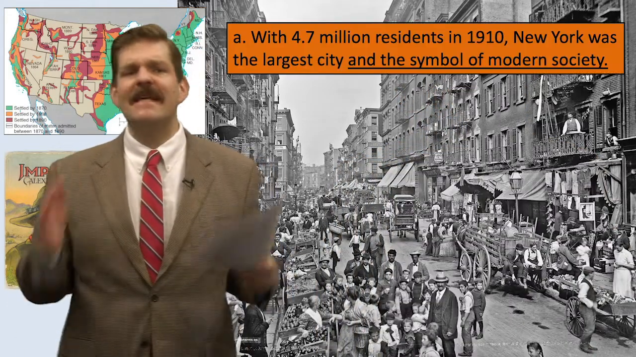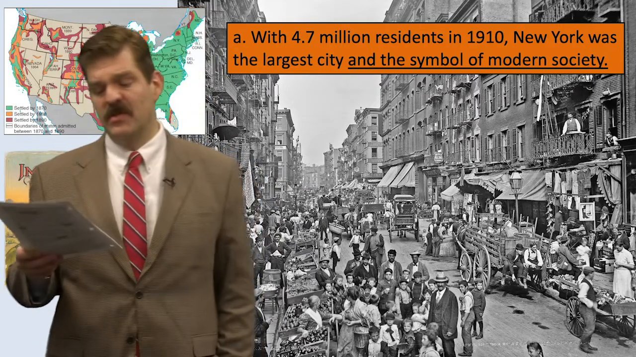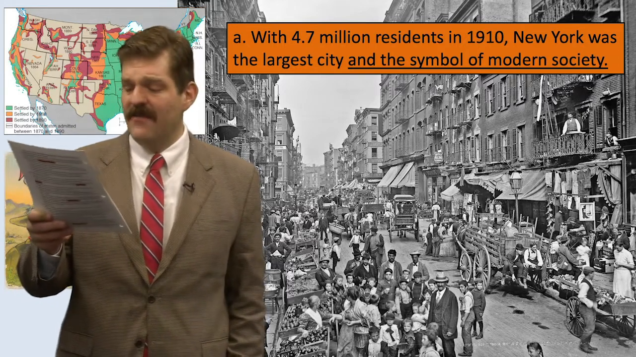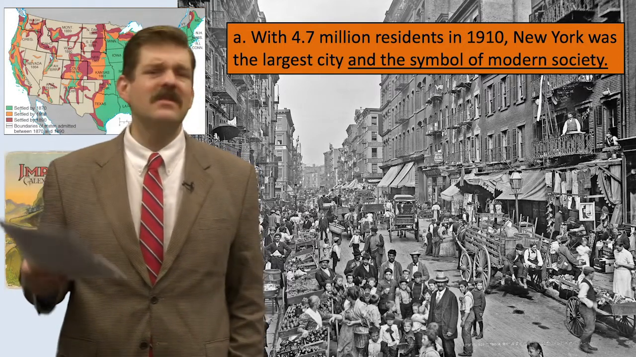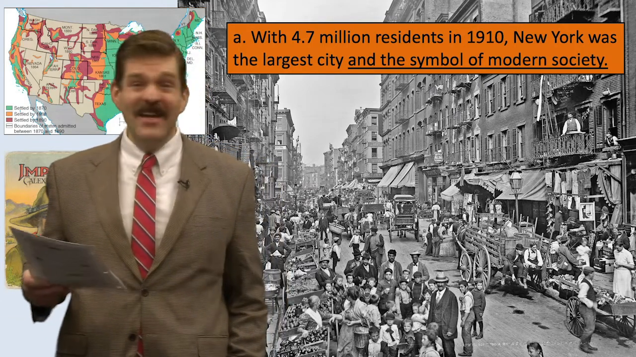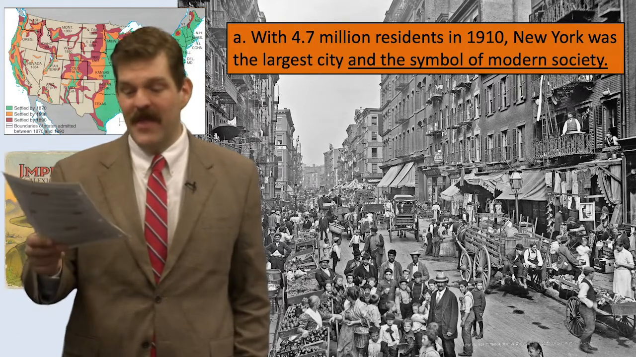But it was the city that became the focus of progressive politics and a new mass consumer society. With 4.7 million residents in 1910, New York became the largest city, and it was really the symbol of a modern society. It's what people began to think of when they imagined urban America. They imagined New York in that model.